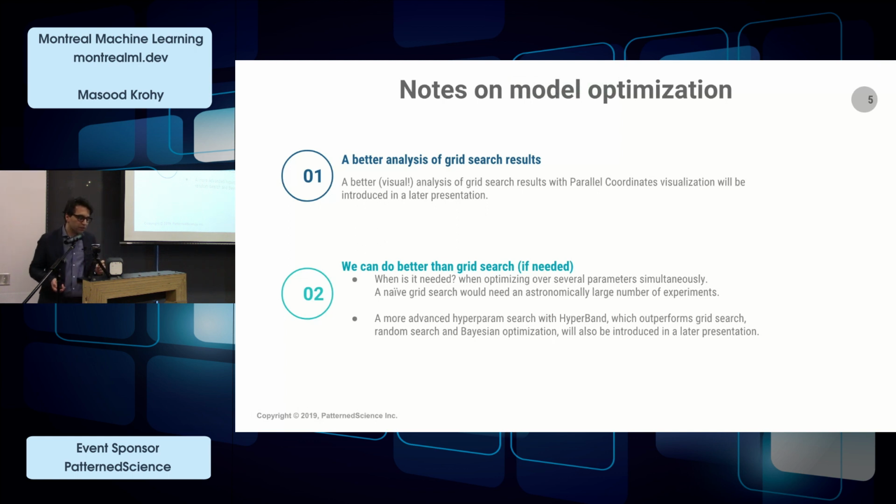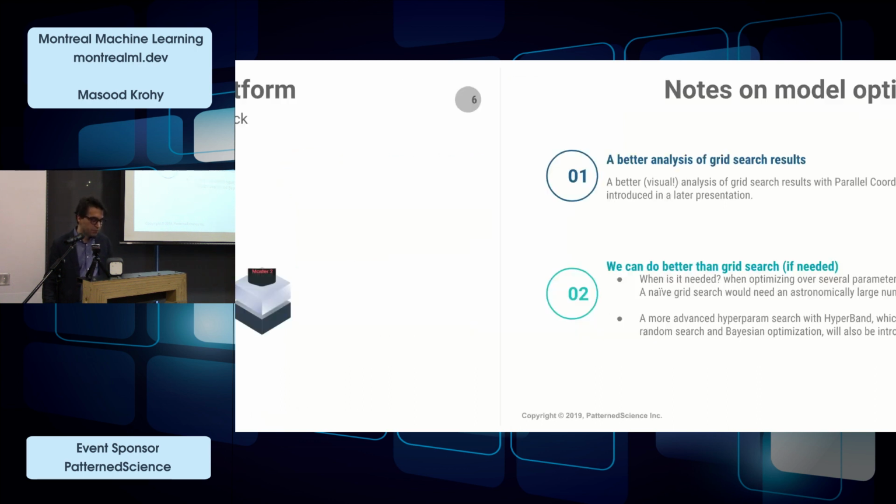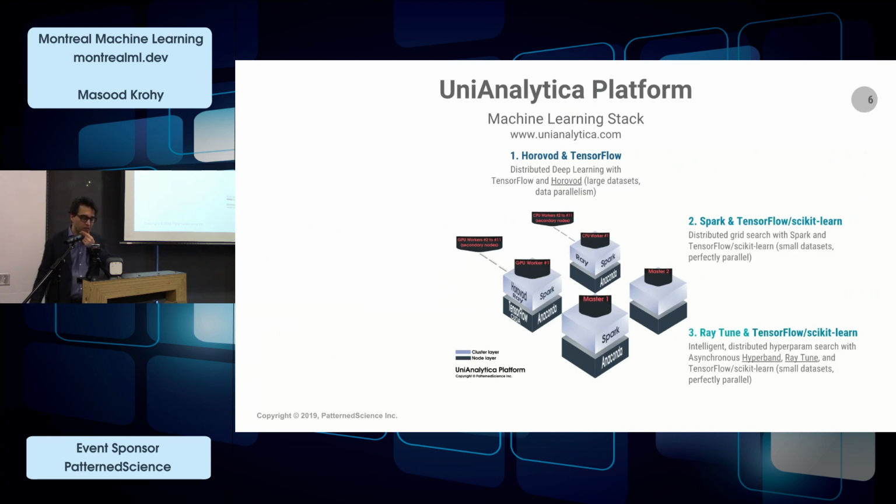The other one is if you want to optimize simultaneously on multiple parameters, doing a grid search is going to explode. Basically, the number of combinations is too high, and for that there are different methods. There are random search, Bayesian optimization, and what we would recommend is hyperband. It is one of the state of the art, outperforming Bayesian optimization. There's a paper for that, and you can find about it.